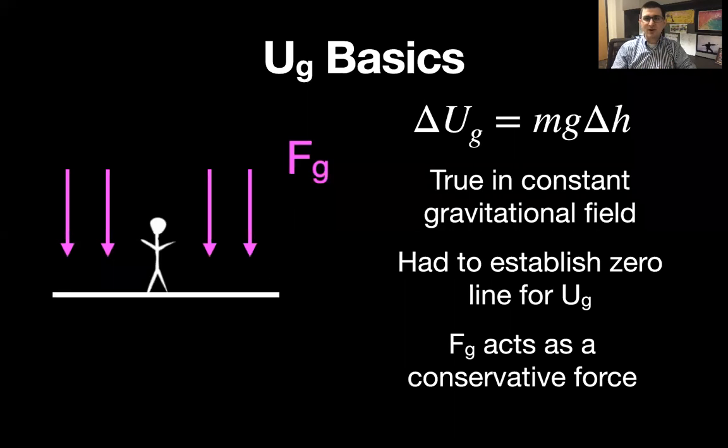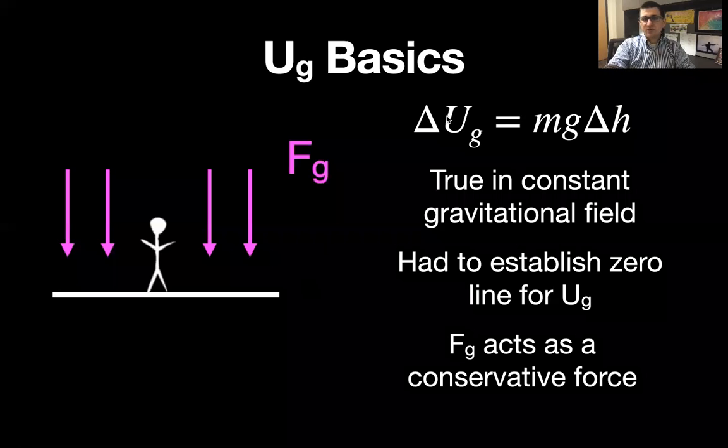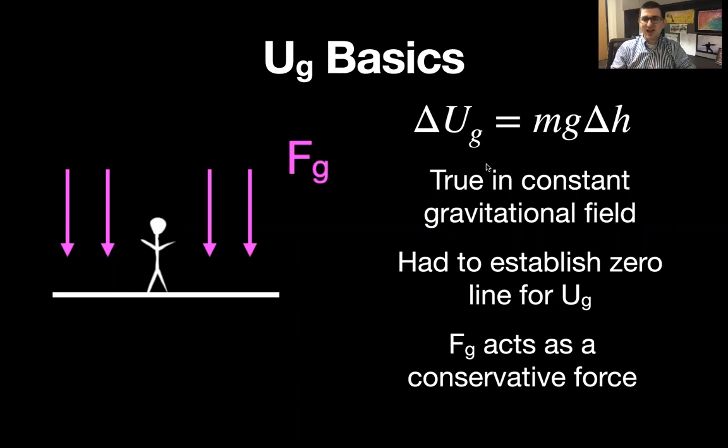So what we already know about gravitational potential energy is we've been calculating it on the local level. And what I mean by that is that on the local level, we can treat the force gravity as constant, which is, so this formula, the change in gravitational potential energy equals mass times the acceleration due to gravity times the change in height, is true in a constant gravitational field.